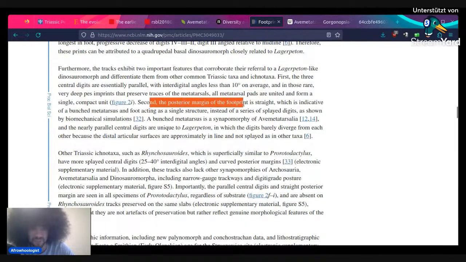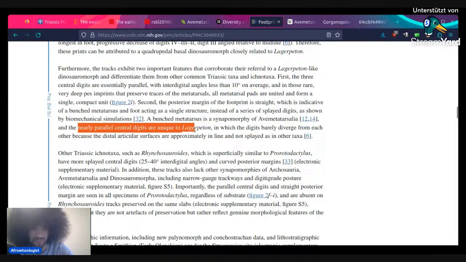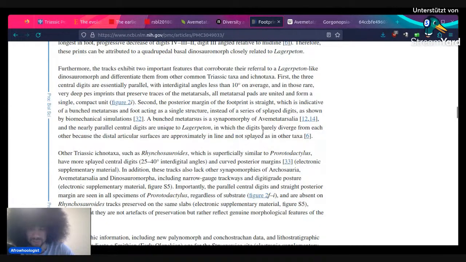So second, the posterior margin of the footprint is straight, which is indicative of a bunched metatarsus and a foot acting as a single structure instead of a series of splayed digits, as shown by biomechanical simulations. A bunched metatarsus is a synapomorphy of Avemetatarsalia, and then your parallel central digits are unique to Lagerpeton. But do you know this for sure?